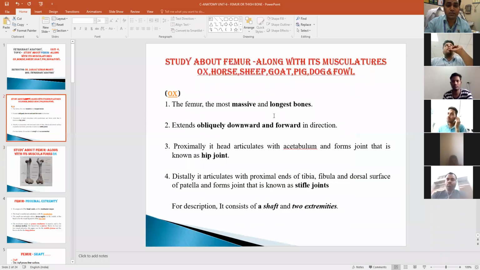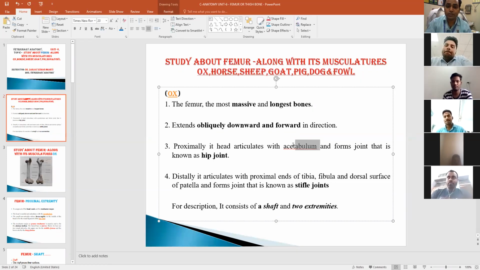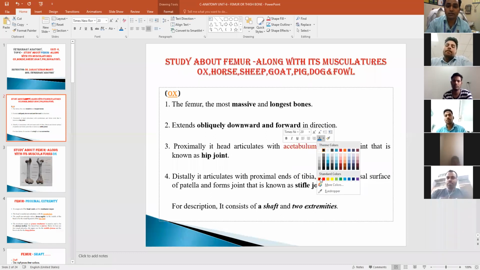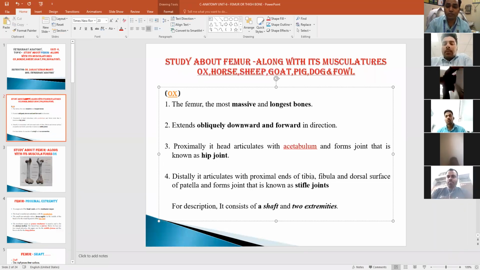we defined in the first classes, femur is the most massive and the longest bone. You all know it is the longest bone, also known as the thigh bone, and situated obliquely downward and forward in direction. Proximally, it articulates with the acetabulum of the pelvic girdle and forms a joint known as the hip joint. Distally, it articulates with the tibia and fibula. Along with the tibia and fibula, there is the largest sesamoid bone, the patella, and it forms the joint known as the stifle joint.